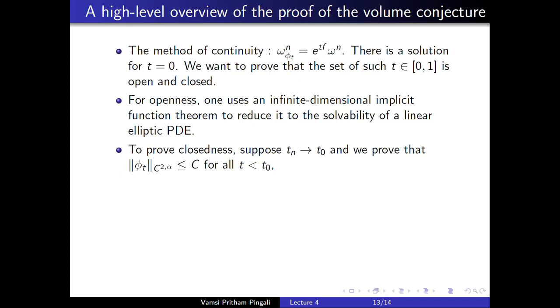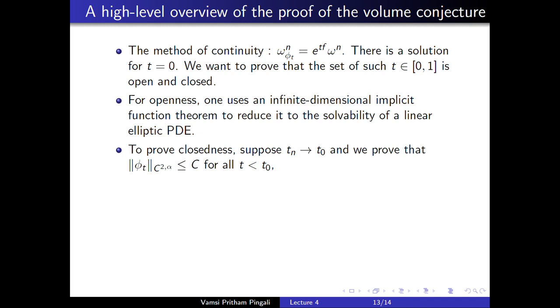Suppose we manage to prove that for each T_n, phi_T is bounded in C^{2,alpha}. What is C^{2,alpha}? The C^0 norm, for instance, is the supremum of phi. C^1 is the supremum of phi plus the derivative of phi. C^2 is the supremum of phi plus derivative of phi plus supremum of the second derivative of phi. That's the norm. Alpha is the Hölder exponent, right? Please look it up if you haven't seen Hölder spaces.